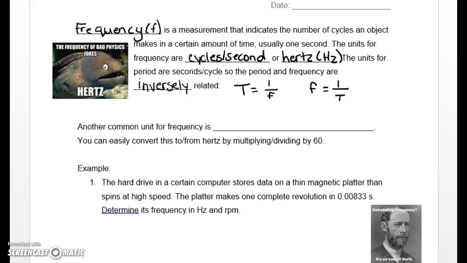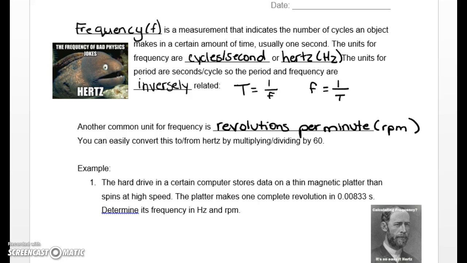So another common unit for frequency is revolutions per minute. We can denote this with RPM. Hopefully you have heard of RPMs before. One of the gauges on the dashboard of a vehicle shows the units as RPMs. Revolutions per minute is really easy to convert if you were given the units of hertz. Simply all you do is multiply or divide by 60, depending on if you're trying to convert to or from hertz.